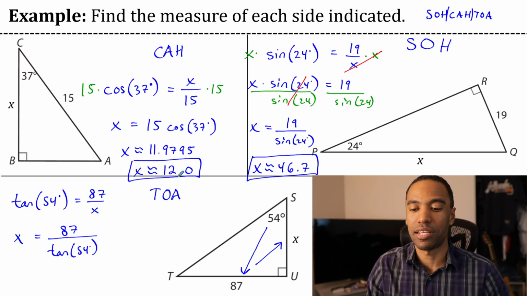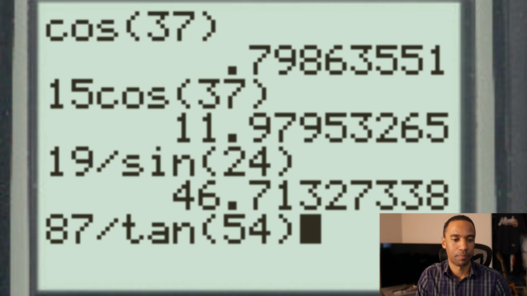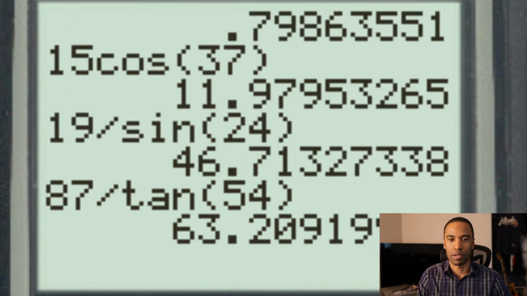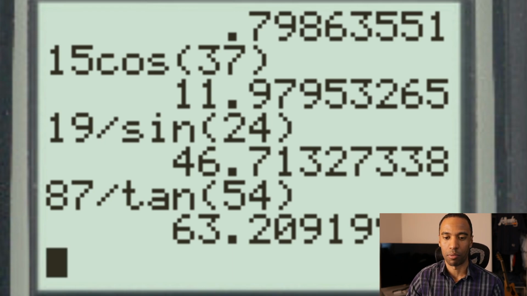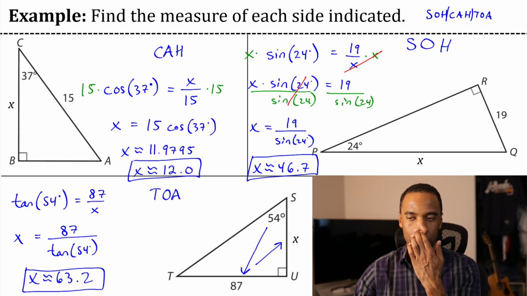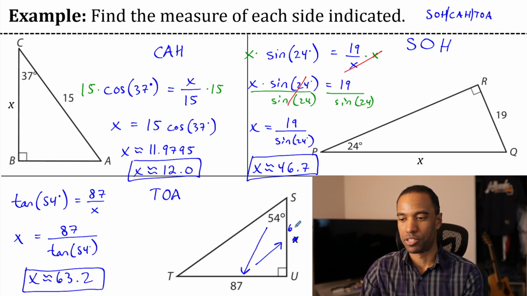All right, but I got to do 87 divided by tangent of 54. So let's go at that. 87 divided by tangent of 54. 63.209. I'm just going to write 63.2. X is about 63.2. Okay, one more reality check before I move on to the next slide here, but I wrote 63.2 here. Okay, so last thing I want to say here.